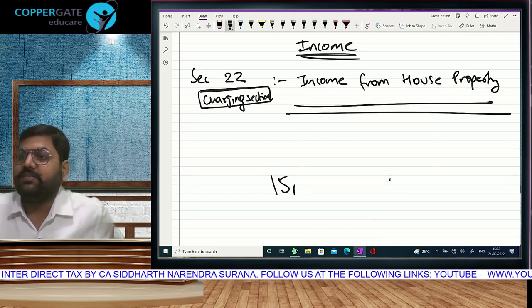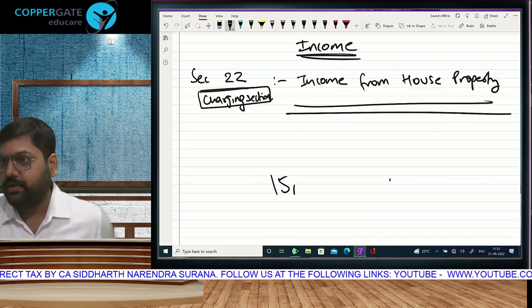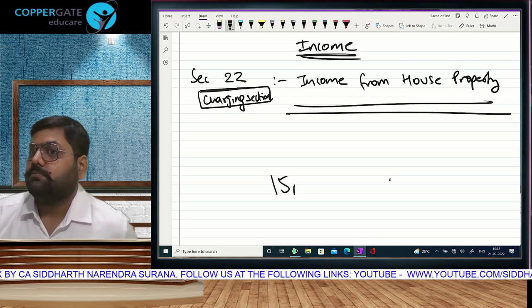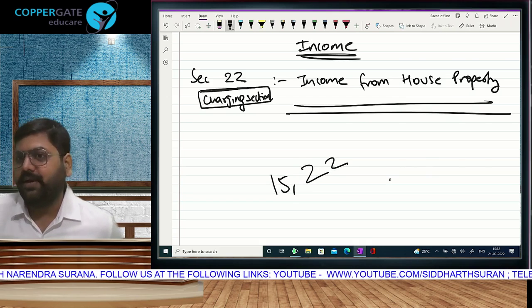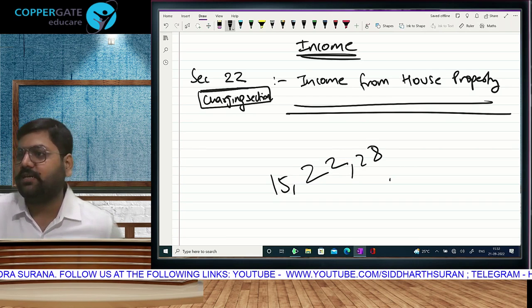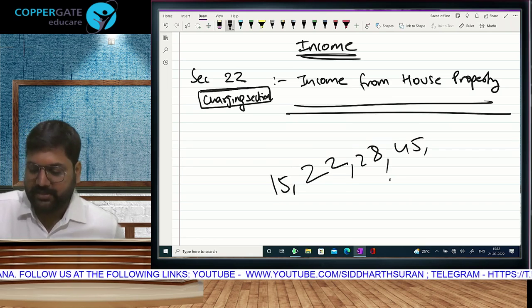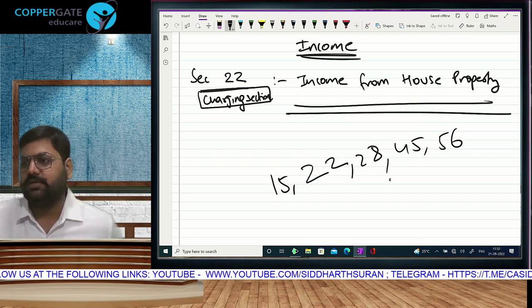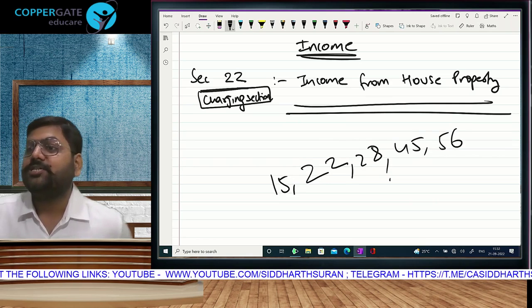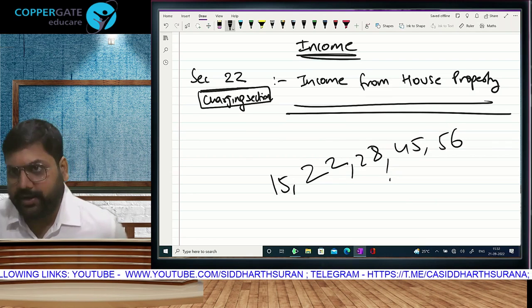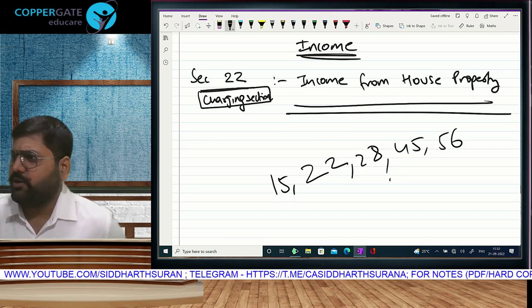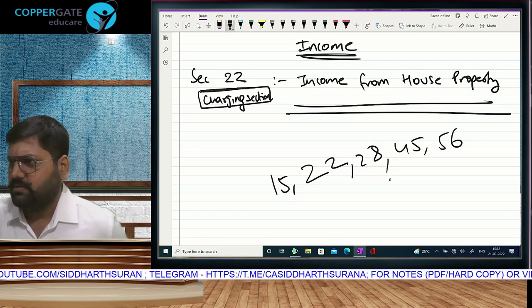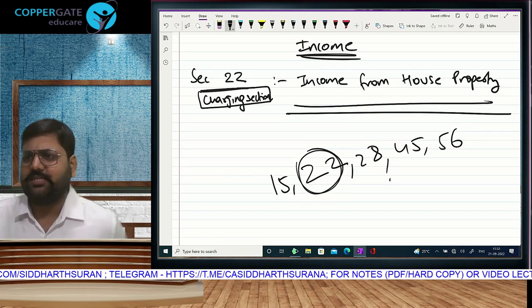There is a section 15 which says, you have salary, bro, pay tax. Section 22 says, you have house property income, pay tax. You have business profession income, pay tax. You have capital gains income, pay tax. And you have other sources income, pay tax. These are known as the charging sections of the individual heads of income. First time in your life, probably, these numbers are written. From today, for the rest of your life, you will have to remember these numbers. For now, we are focusing on charging section 22.